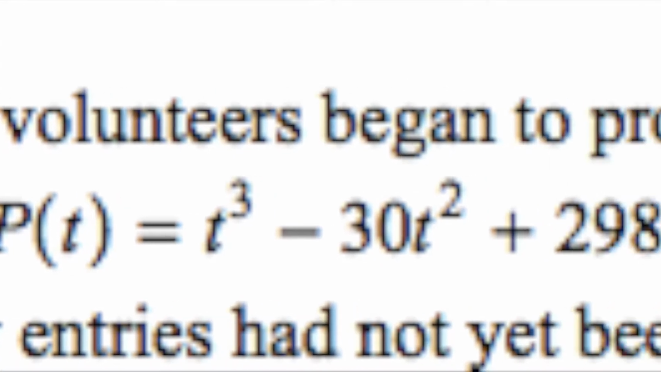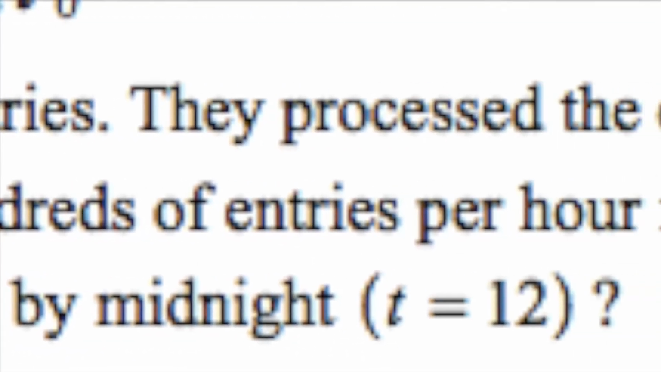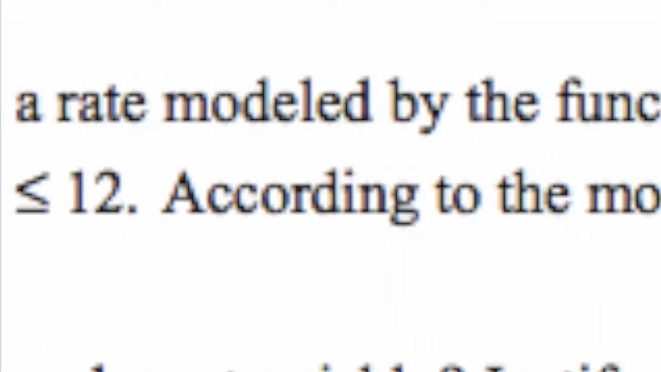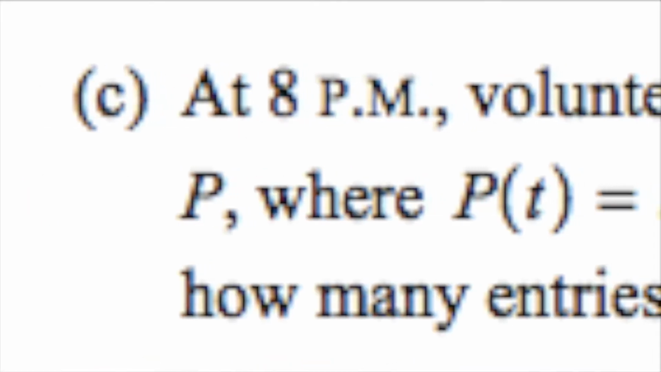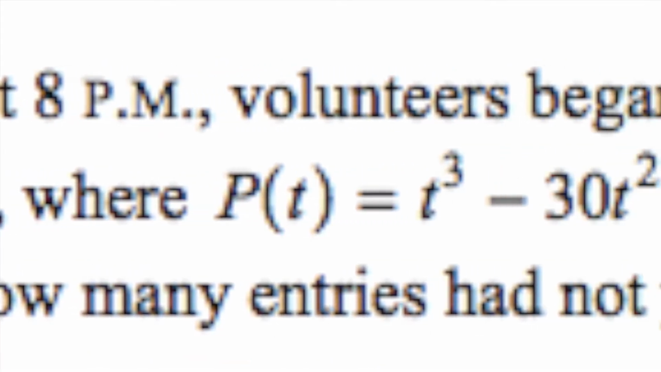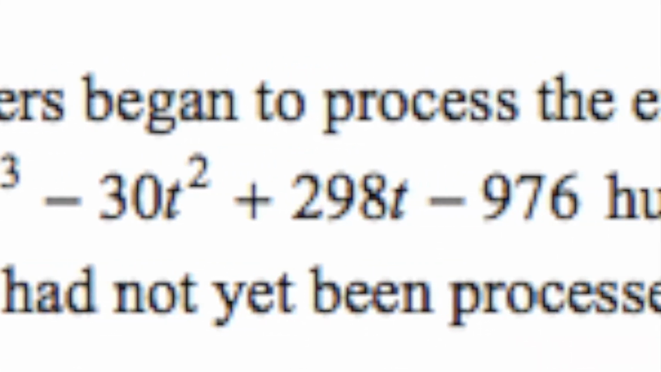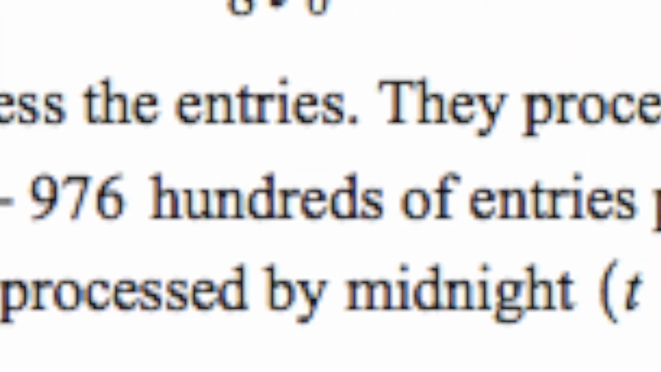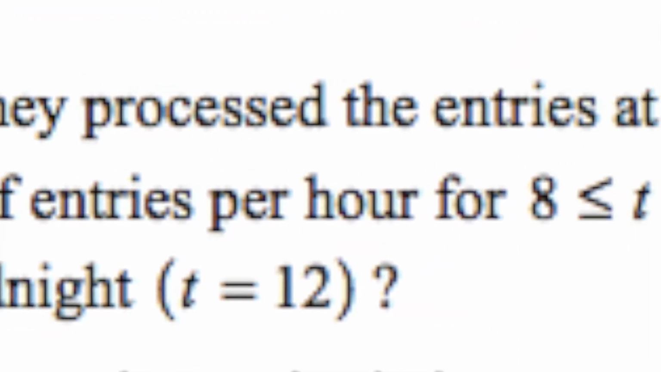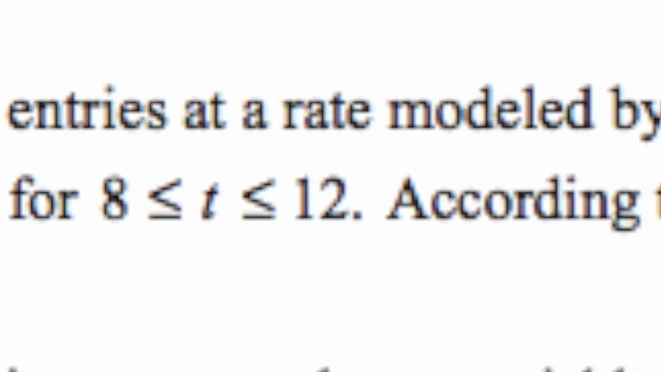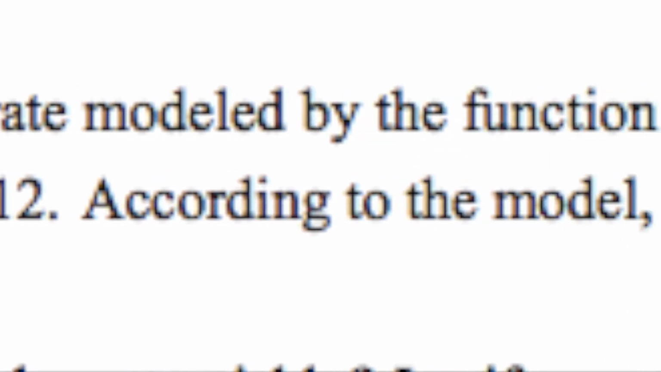Part C says, at 8 p.m., volunteers began to process the entries. They processed the entries at a rate modeled by the function p, where p of t equals t cubed minus 30 times t squared plus 298t minus 976 hundreds of entries per hour, for 8 less than or equal to t less than or equal to 12.